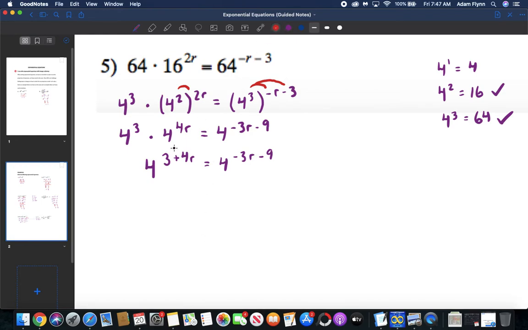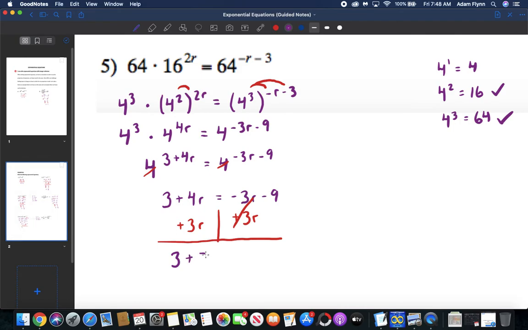Because I've got the same base on each side, and there's only one of them, I can cross out my bases and set my exponents equal to each other. So I've got 3 plus 4r equals negative 3r minus 9. I'm going to add 3r to both sides. The 3r's cancel on the right side. On the left side, I'm going to have 3 plus 7r. On the right side, I'm left with my negative 9.